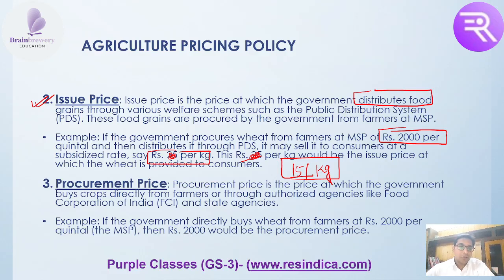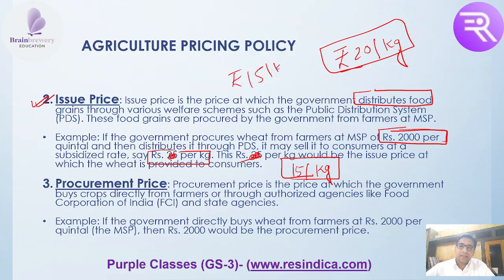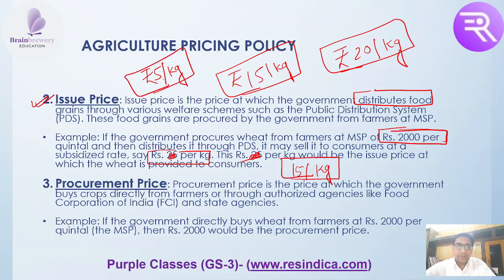It is more than your MSP, right? So if the government is buying for 2000 per quintal, that means the government is buying for 20 rupees per kg. So we have to sell it for somewhat less than that, right? So we said the government is selling for 15 rupees per kg. That means the government is providing a 5 rupees per kg subsidy on this whole concept.